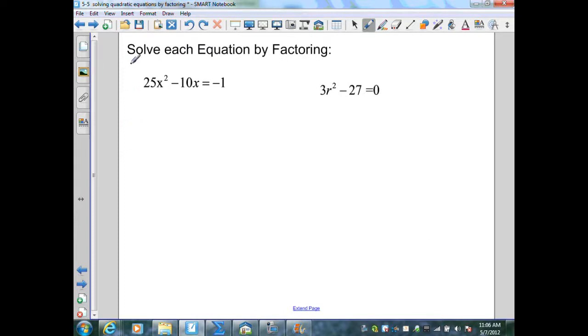Again, on these examples, they want me to solve each equation by factoring. Let's put this in standard form. That will give me 25x squared minus 10x, and I'll add 1 on both sides. And they're in order. There is no GCF that I can factor out, so I'll break it into its product of factors.